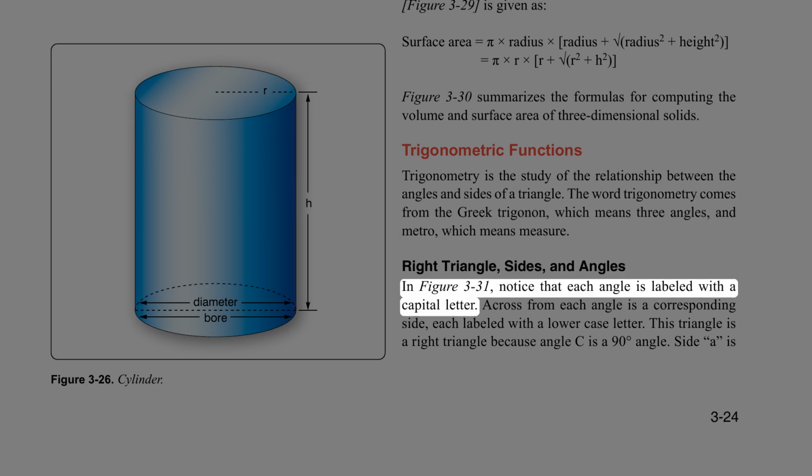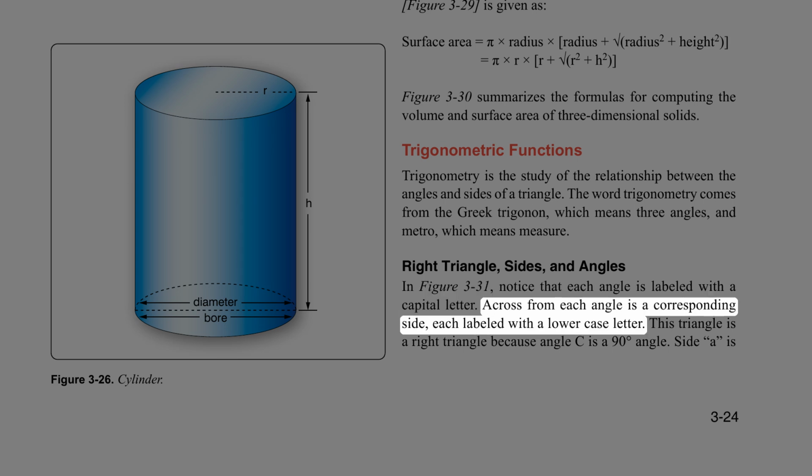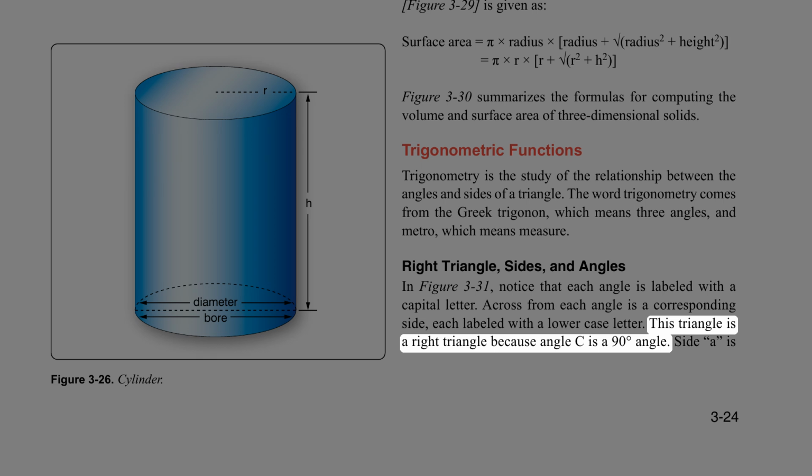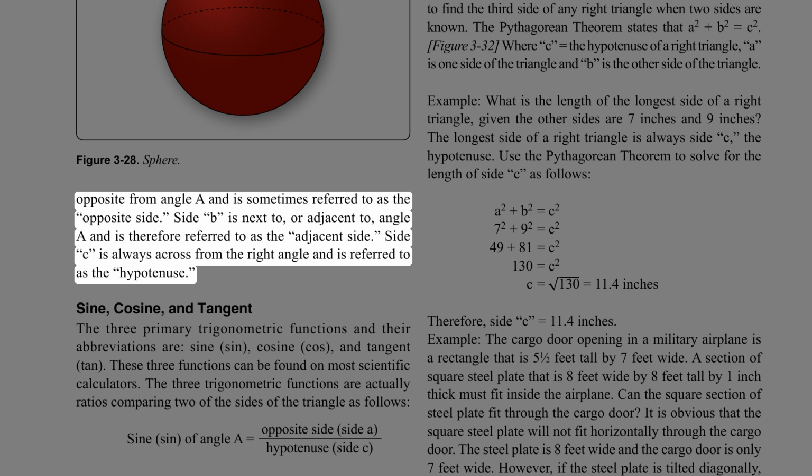In Figure 3-31, notice that each angle is labeled with a capital letter. Across from each angle is a corresponding side, each labeled with a lowercase letter. This triangle is a right triangle because angle C is a 90 degree angle. Side a is opposite from angle A and is sometimes referred to as the opposite side. Side b is next to, or adjacent to, angle A and is therefore referred to as the adjacent side. Side c is always across from the right angle and is referred to as the hypotenuse.